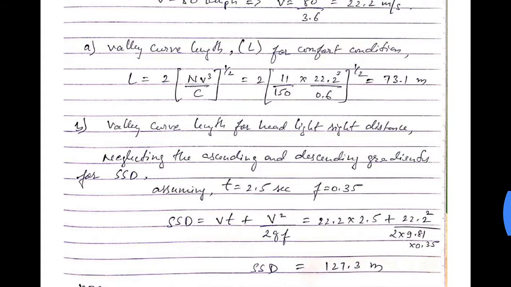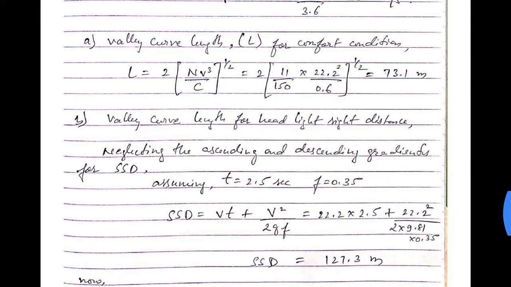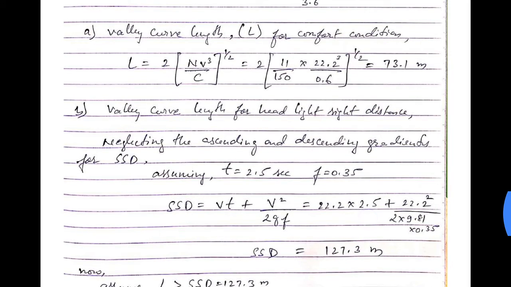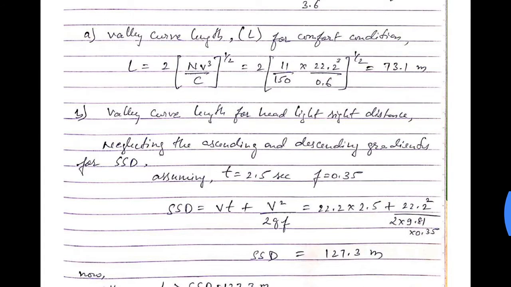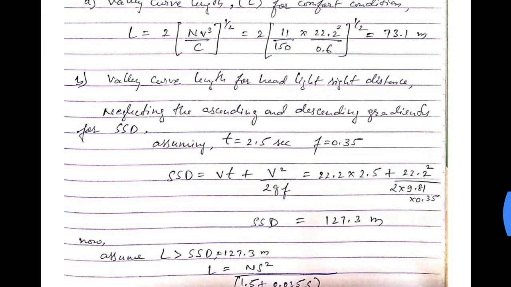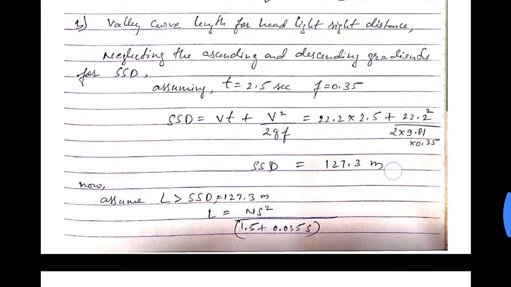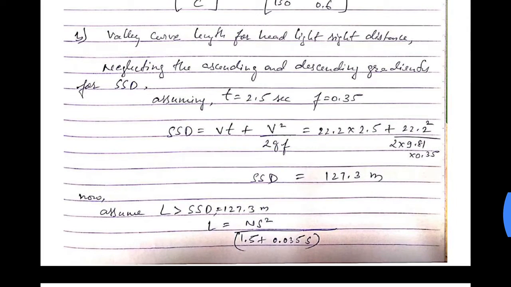And for SSD, the standard value of reaction time is 2.5 seconds. And for this speed of 22.2 meter per second, f is 0.35. Now substituting the values in this equation, 22.2 into 2.5 plus 22.2 square divided by 2 into g, where g is acceleration due to gravity 9.81, and f is 0.35. Solving, we get 127.3 meters. This is the SSD, which is equal to the HSD.